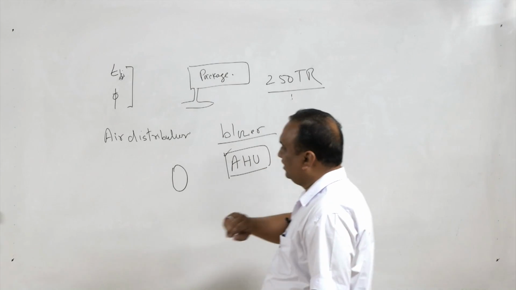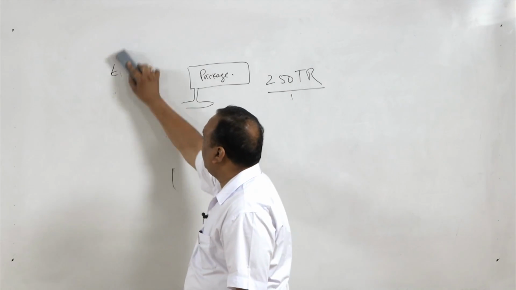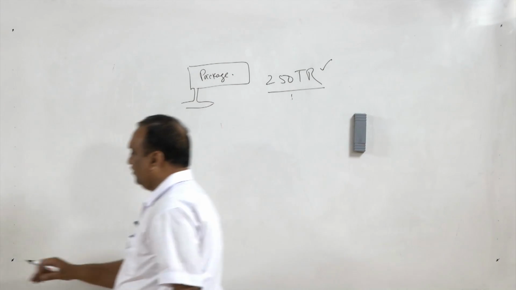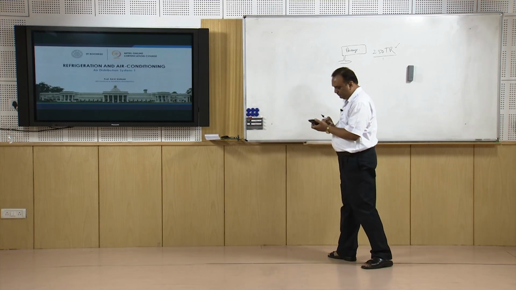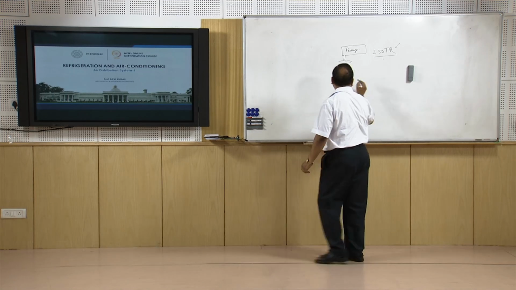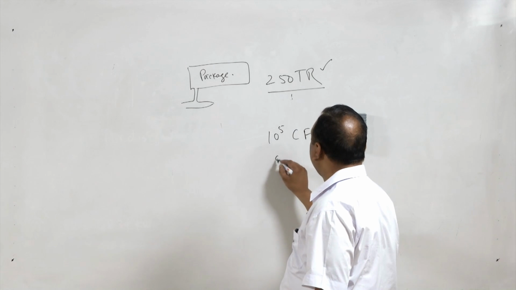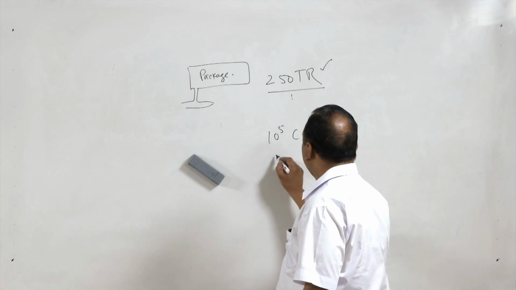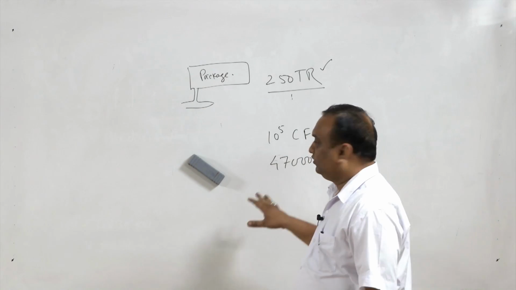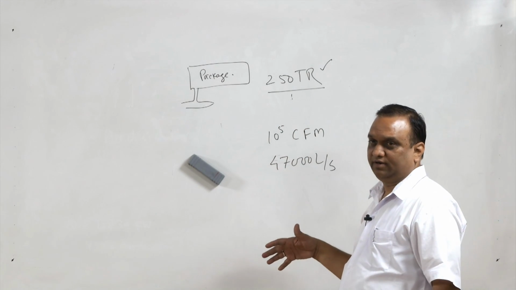Suppose the cooling capacity of the air conditioning system is 250 tons of refrigeration. In that case, we will be using 250 into 400, around 1 lakh, 10 to the power 5 CFM shall be required. It is approximately equal to 47,000 liters per second. In order to handle this type of fluid, huge AHUs will be required.